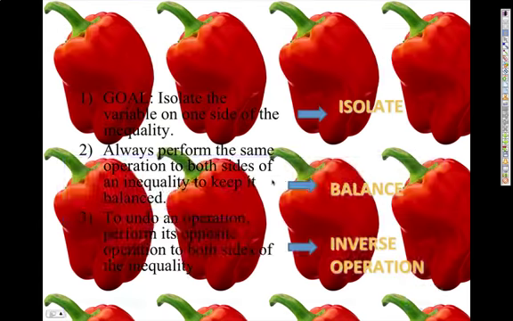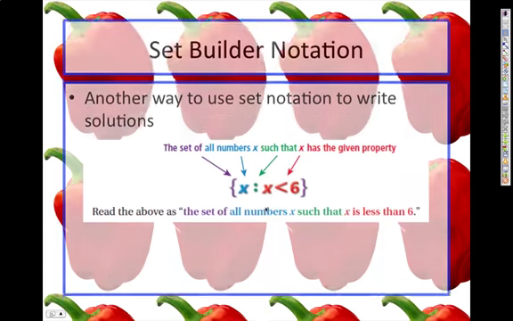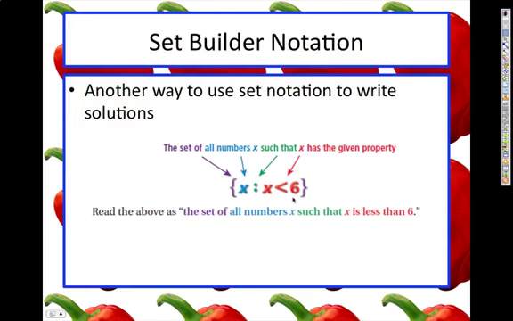So before we get to that, remember, the whole idea is we're isolating our variable, we're going to balance our inequality by doing whatever we do to one side, we do to the other side, and then we're going to use our inverse operations to solve. Remember, this is set builder notation and set notation. You don't have to use this notation, but it is there. It is something you will use later.